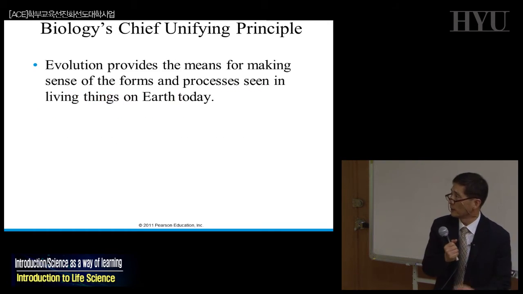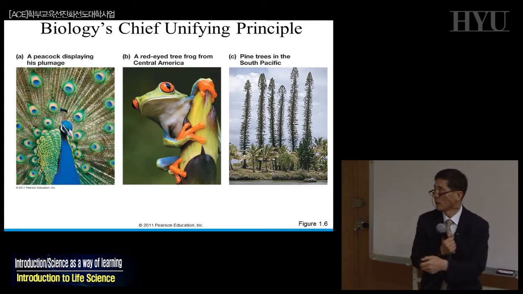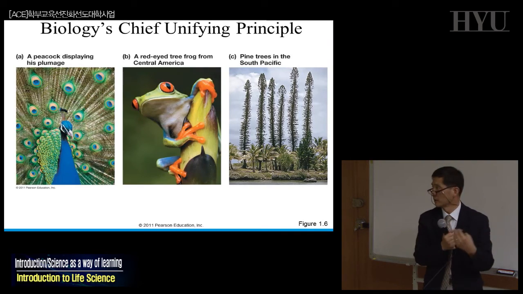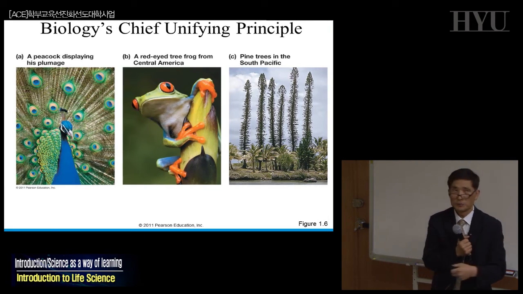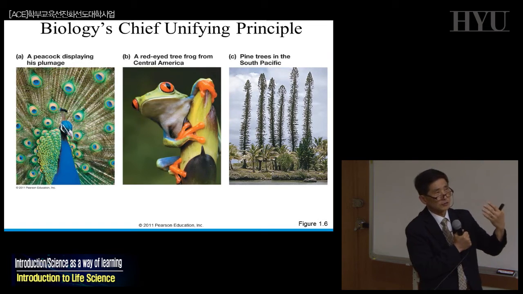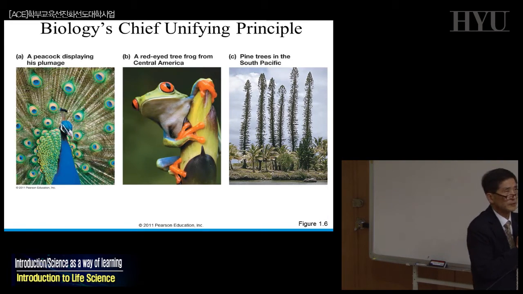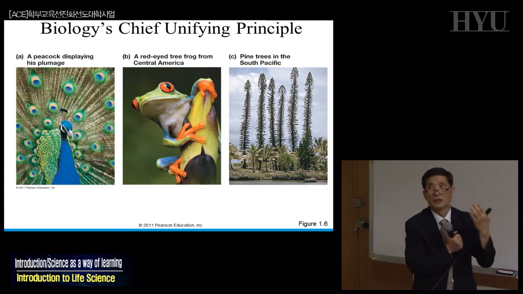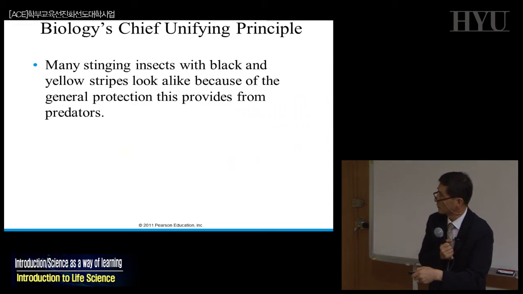Evolution provides the means for making sense of forms and processes seen in living things on Earth today. What do I mean? If I ask how this peacock has this beautiful pattern, or this frog has this coloring, or this tree became so tall, what is the answer? That's evolution. Somehow they gained an advantage by changing this way. That's the one explanation that fits all, which is evolution.